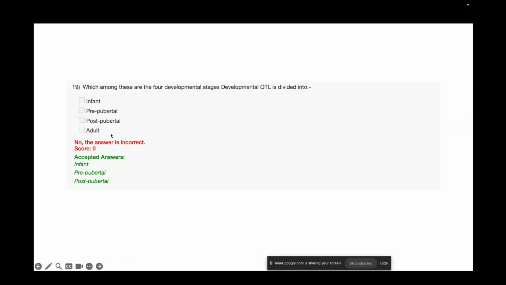Yeah, so the developmental eQTL does not consider adults. So it considers infant, prepubertal. So after birth till puberty, just before becoming an adult is the phase. So you do not consider an adult for the developmental stages, right? So yeah, without the adult, the rest of the answers are correct.